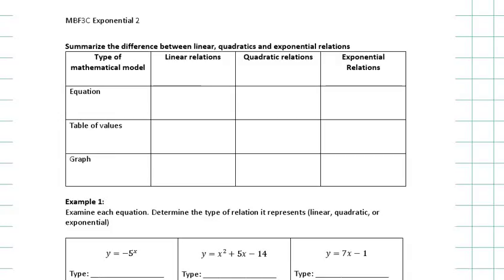So what would the equation be for a linear relation? Slope y-intercept. Yep, y equals mx plus b.